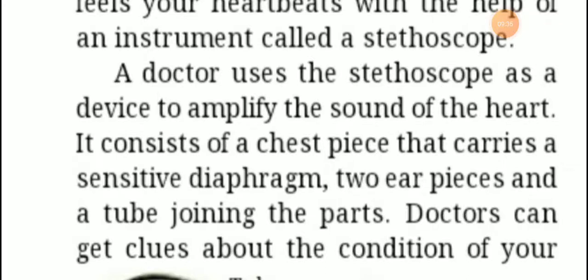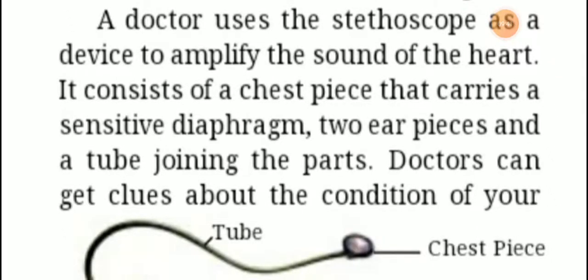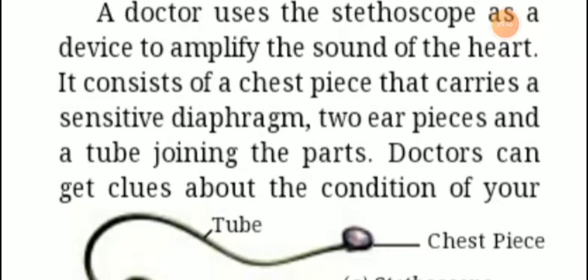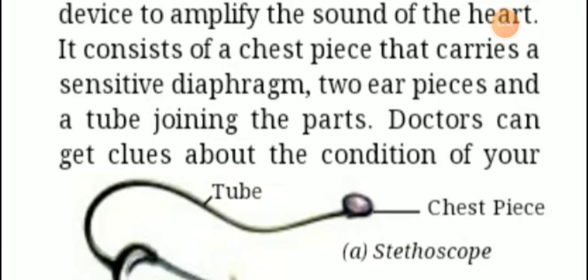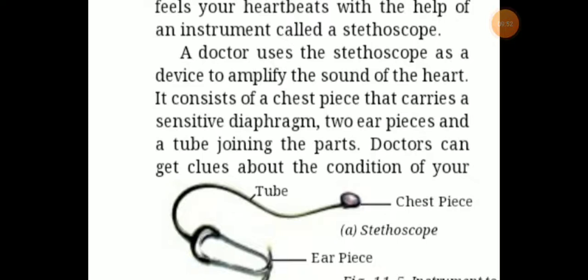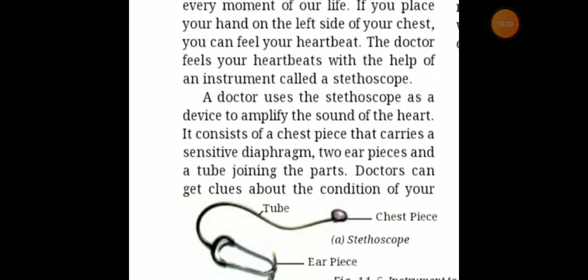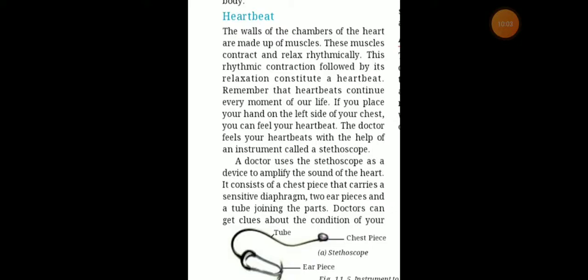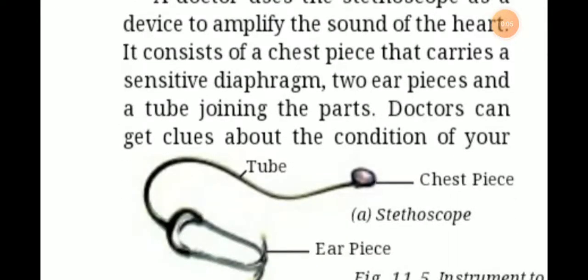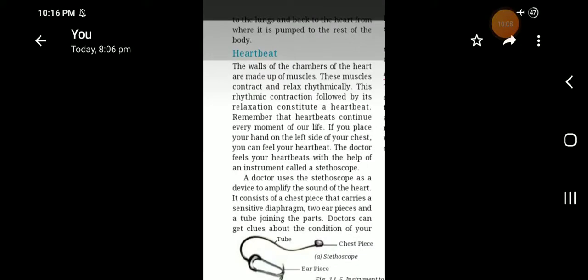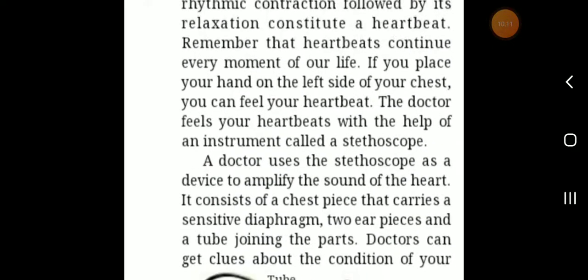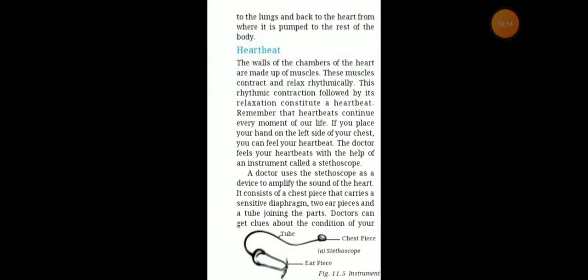It consists of a chest piece that carries a sensitive diaphragm, two earpieces and a tube joining them. Doctors can get clues about the condition of your heart and lungs. This is a stethoscope picture, students. Stethoscope tube, chest piece, this one earpiece.